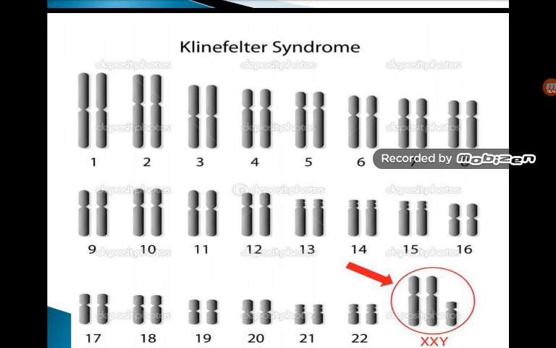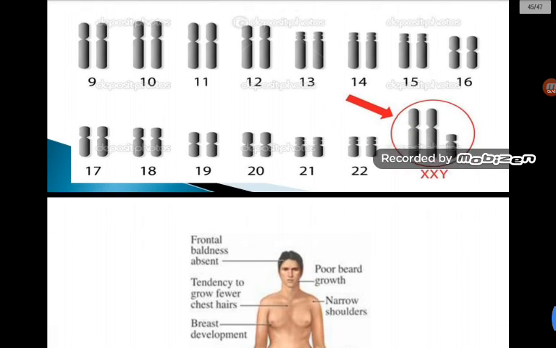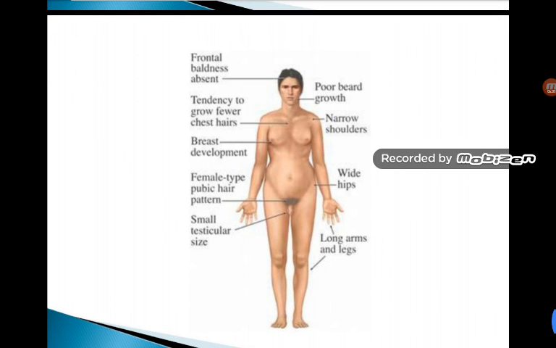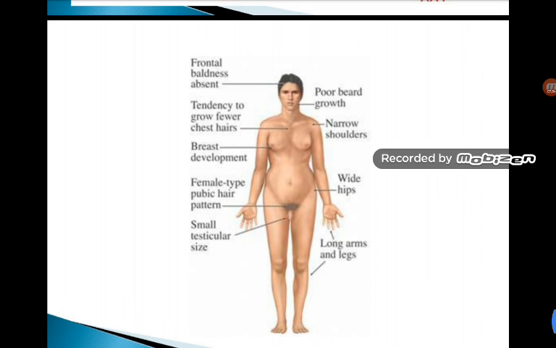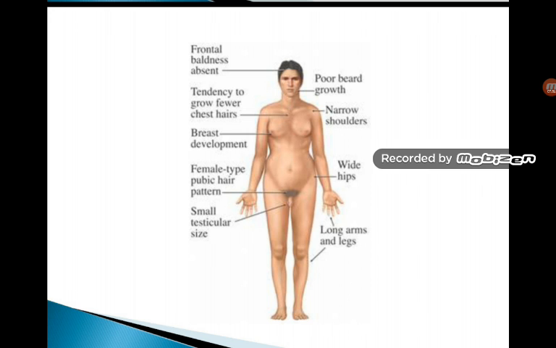Klinefelter syndrome, XXY. Frontal baldness is absent, with a tendency to grow fewer chest hairs and poor beard growth. Some female characteristics are developed in the male. In Klinefelter syndrome: breast development, female-type pubic hair pattern, small testicular size, long arms and legs, wide hips, narrow shoulders.